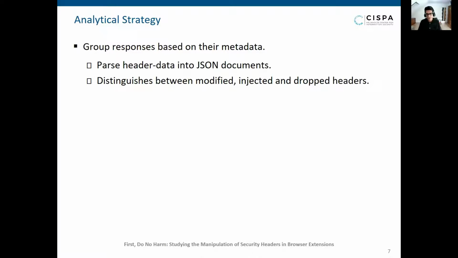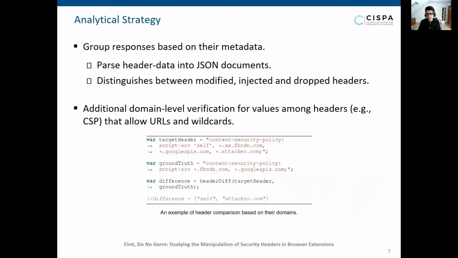We label those headers as dropped which are present in the dataset without extensions, but are not found when crawled along with the extension. Similar is the case when we label a header as modified and injected. For headers that allow URLs and wildcards as part of the values, we also additionally compare the registered domain or the ETLD+1 domain for each of the modified URLs.